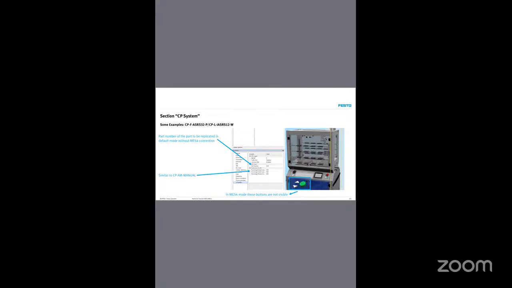Then CPF ASRS 32. That means warehouse part number. If we are doing the simulation without MES, this will show which part we need to store. Using the MES mode, MES will give the part number, so the manual button will not be there. In the standalone mode, we can use the manual button.